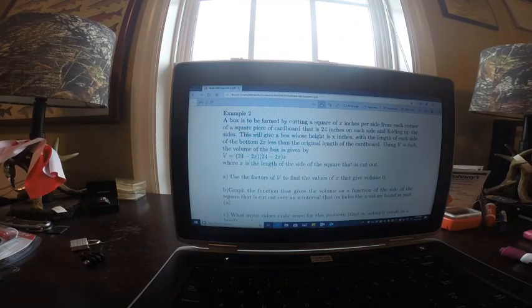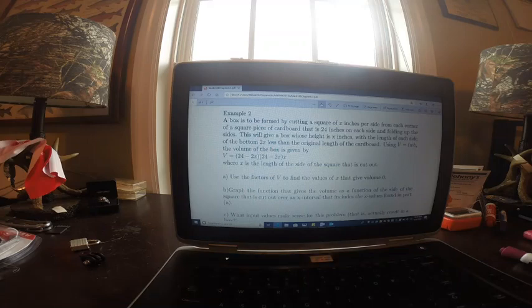So example 2. A box is to be formed by cutting a square of x inches per side from each corner of a square piece of cardboard that is 24 inches on each side, and folding up the sides. This will give a box whose height is x inches with a length of each side of the bottom 2 times x less than the original length of the cardboard. Using V, which is volume, equals length times width times height, the volume of the box is given by the volume equals, and you see it right there, where x is the length of the side of the square that is cut out. A: use the factors of V to find the values of x that will give a volume of 0.